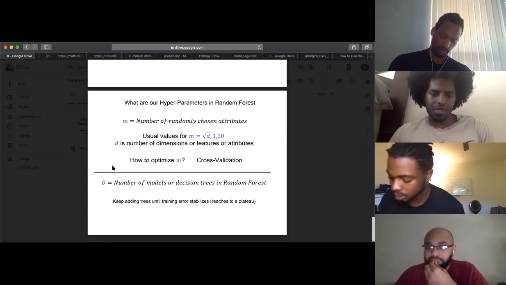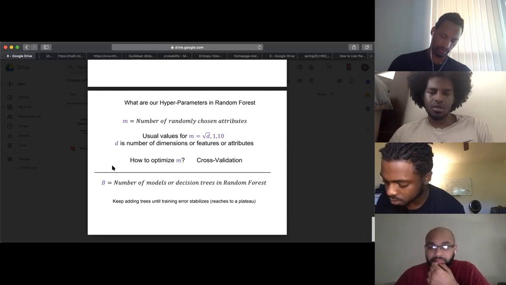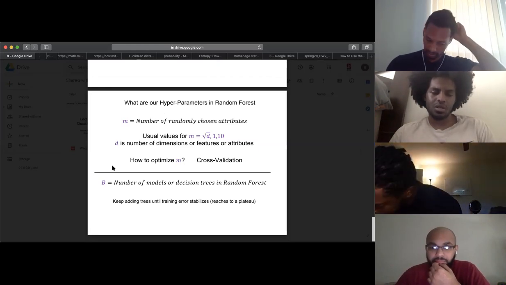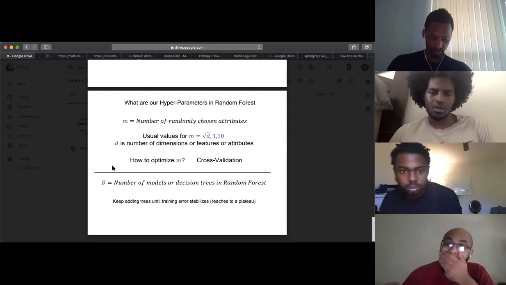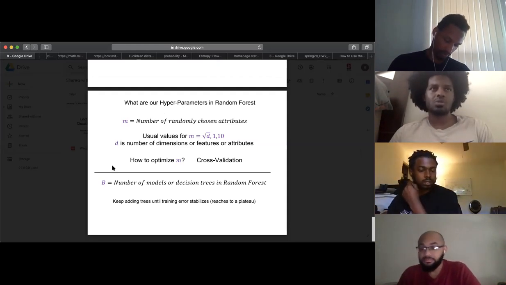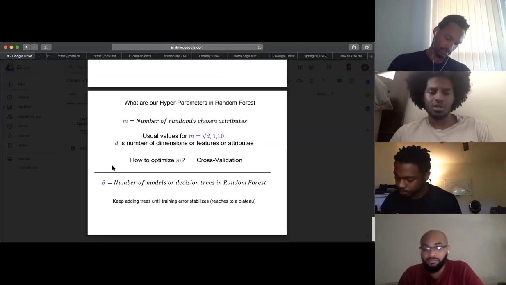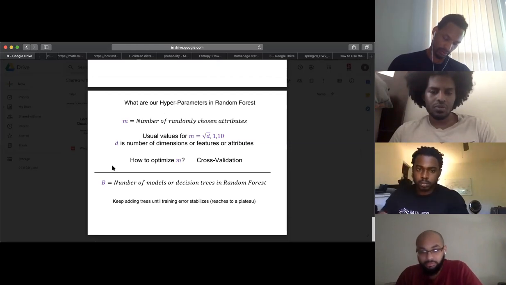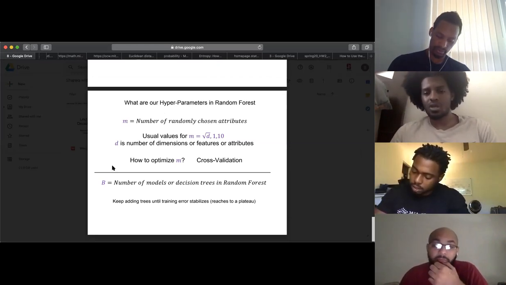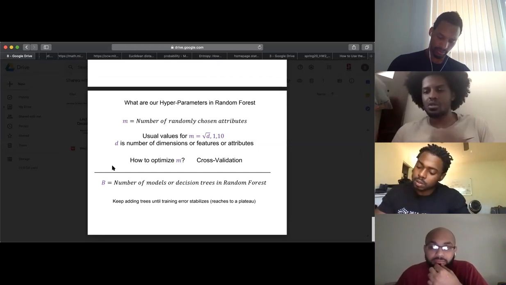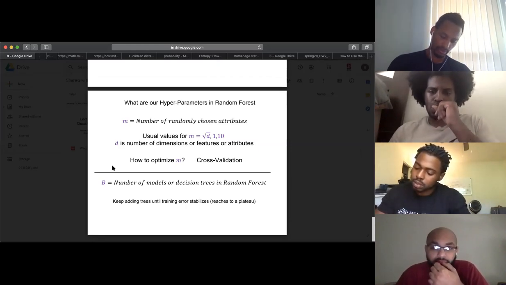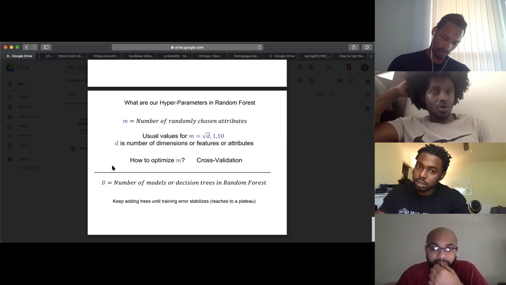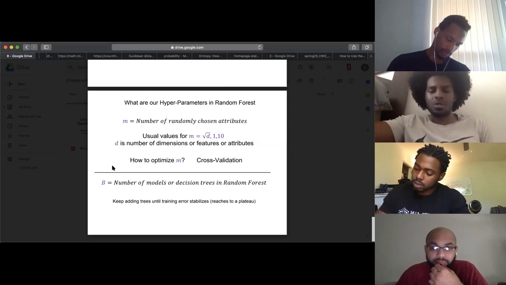So how to optimize m: cross-validation. Cross-validation is basically you take your total data set and create a split between your training data and your validation data. Then see how well it works, and you try different combinations of splits. The one that gave you the best outcome would be the m that you would want to select.